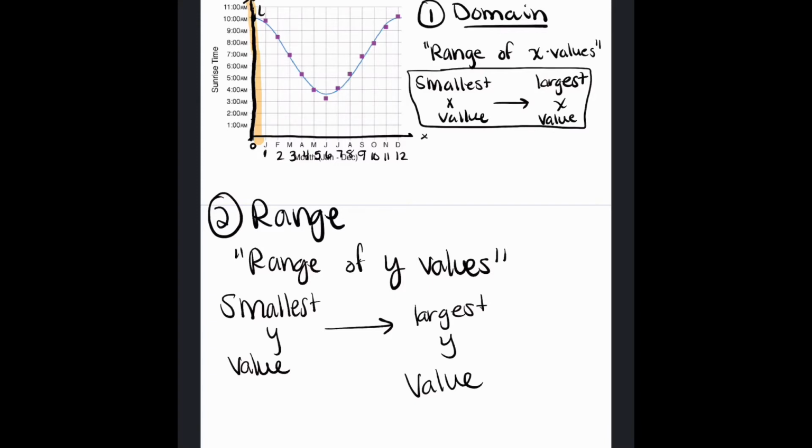So the lowest point of your graph, or the smallest y value, is going to be 3 here. So this actual point is over 6, up 3. And the largest your y value goes are these maximums right here. What's nice about a range is that it's basically our max and our min. And these are at 10. So this is over 0, up 10, over 12, up 10.